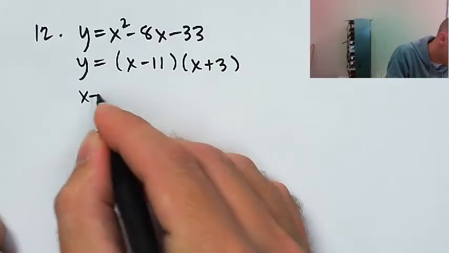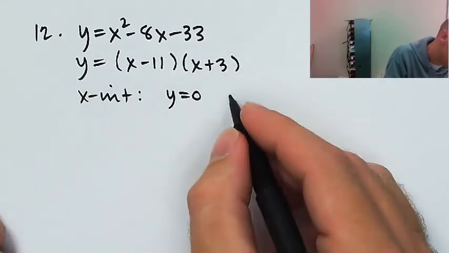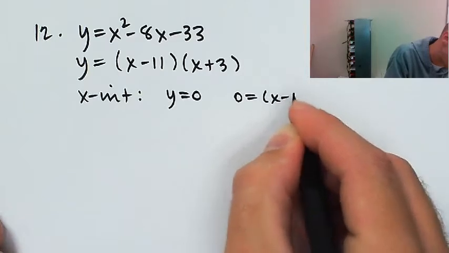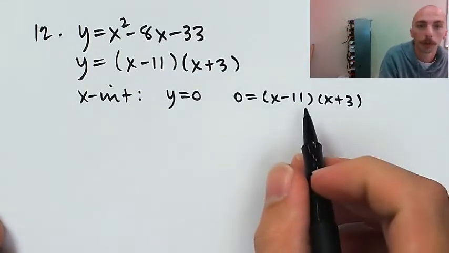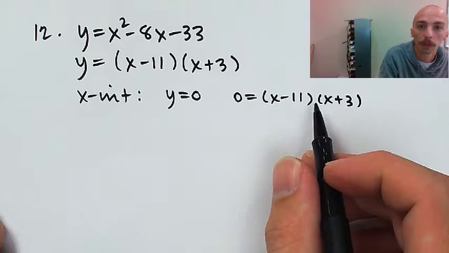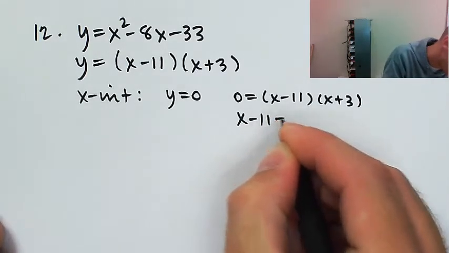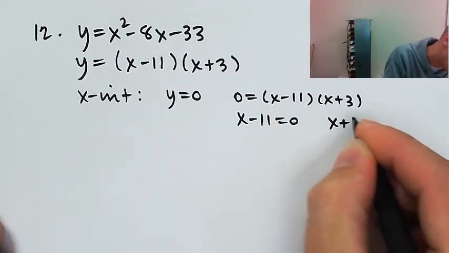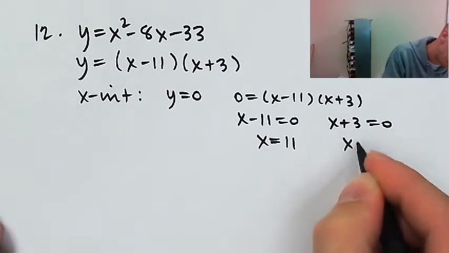Okay, for an x-intercept, I need y equals 0, which gives me 0 equals x minus 11 and x plus 3. Okay, applying the zero product property, if these things are multiplying together to equal 0, that means one of them has to be 0. So that means either x minus 11 is equal to 0, or maybe x plus 3 is equal to 0.